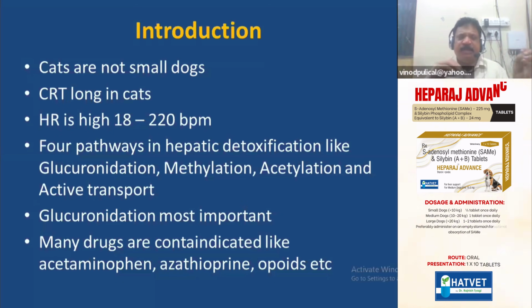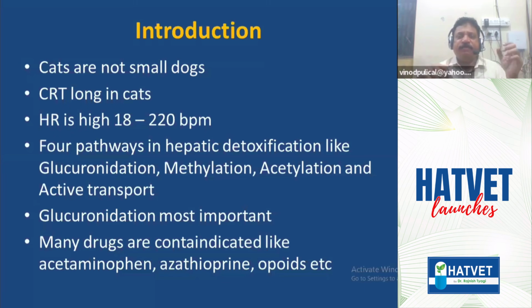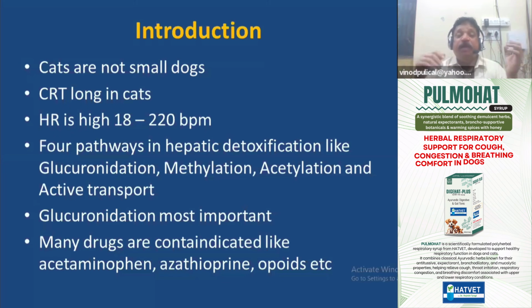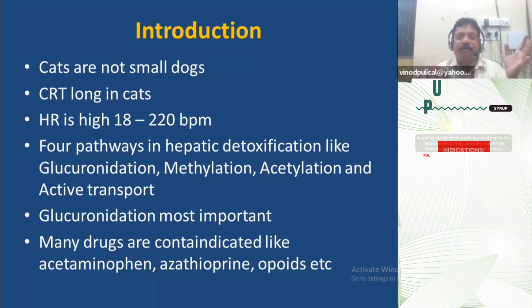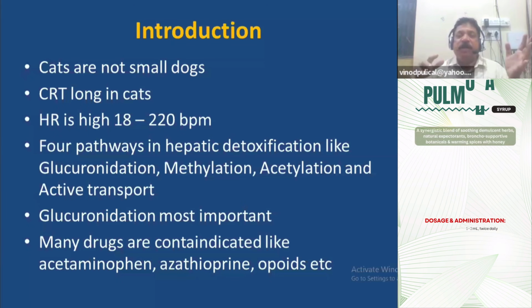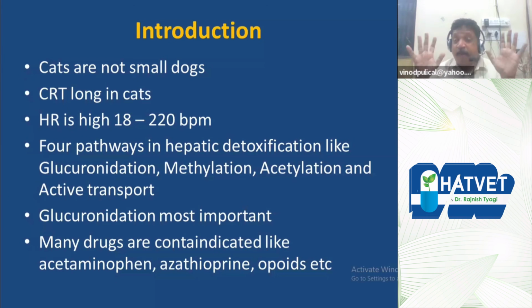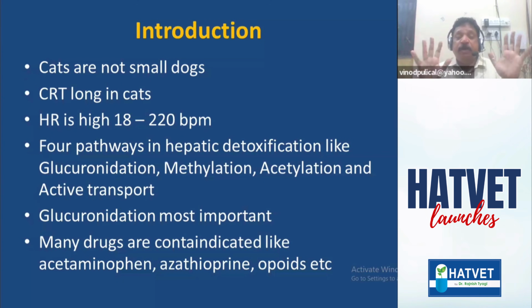For example, let me narrate something like the capillary refilling time in the cat is longer than the dog. And the heart rate can normally go even up to 250 beats per minute. So that is a normal heart rate in the cat. Then unlike in the dog, there are four pathways for hepatic detoxification or metabolism: glucuronidization, methylation, acetylation, and active transport. Out of that, we know very well about glucuronidization. It is the most important.